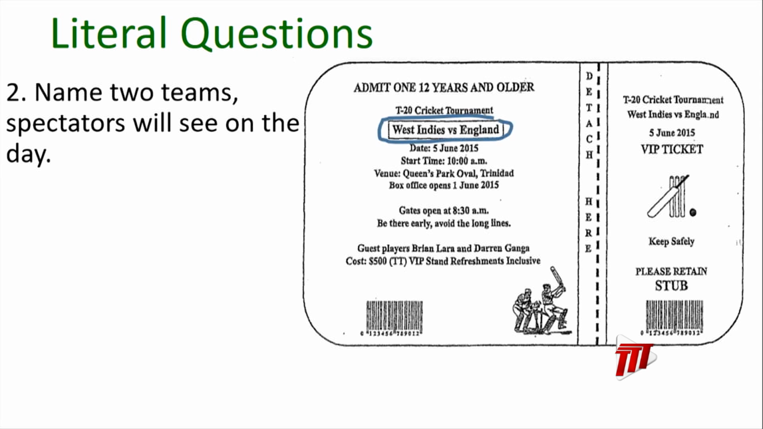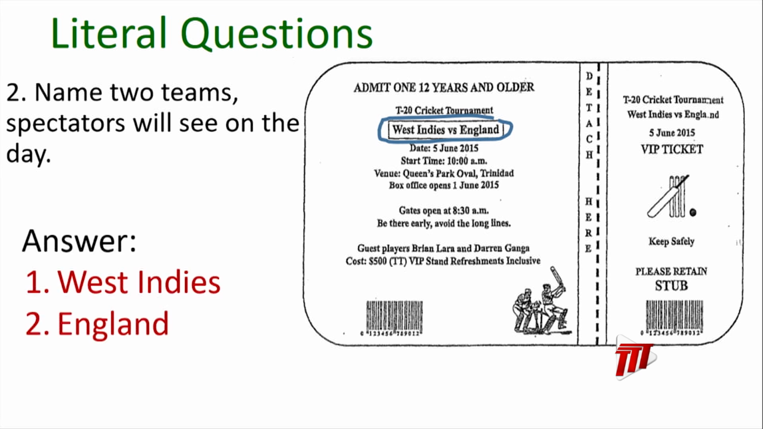If we look at the ticket closely, we will see that the information in the border is West Indies versus England. West Indies and England being 2 teams that participate in T20 cricket matches. So 2 teams that spectators can see on the day would be the West Indies and England. Again, the answer to the question, name 2 teams spectators will see on the day, is presented explicitly to us in the graphic, and the answer to this question is West Indies and England.